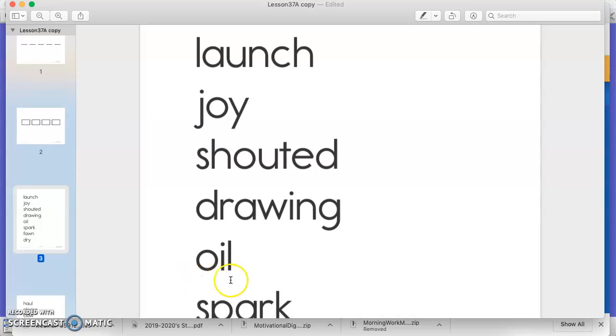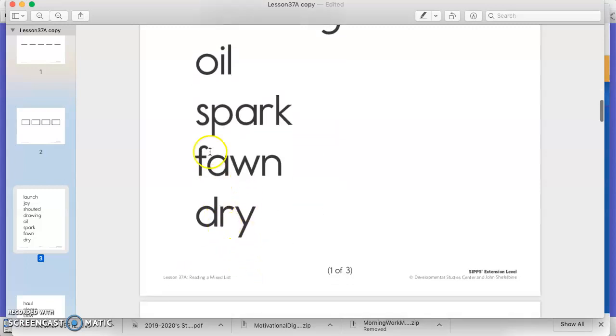Look, sound, oil. Read, oil. Look, sound, spark. Read, spark. Look, sound, on. Read, fawn. Look, sound, I. Read, dry.